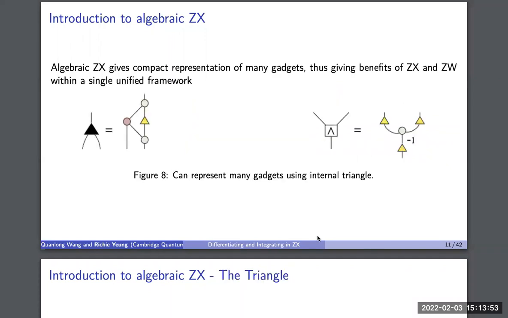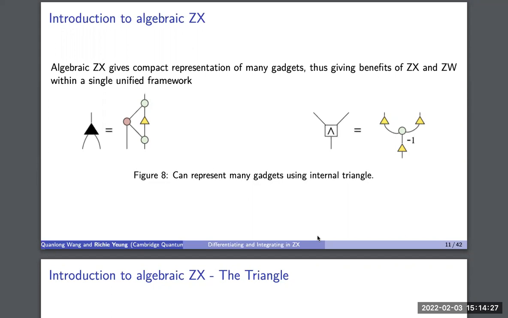On the other hand, in algebraic ZX calculus, we introduced this yellow triangle gate, and using this yellow triangle gate, we're able to give very concise decompositions of various gadgets from other graphical calculi. You can decompose the W spider and the AND gate, for example, such as this. So this is good.